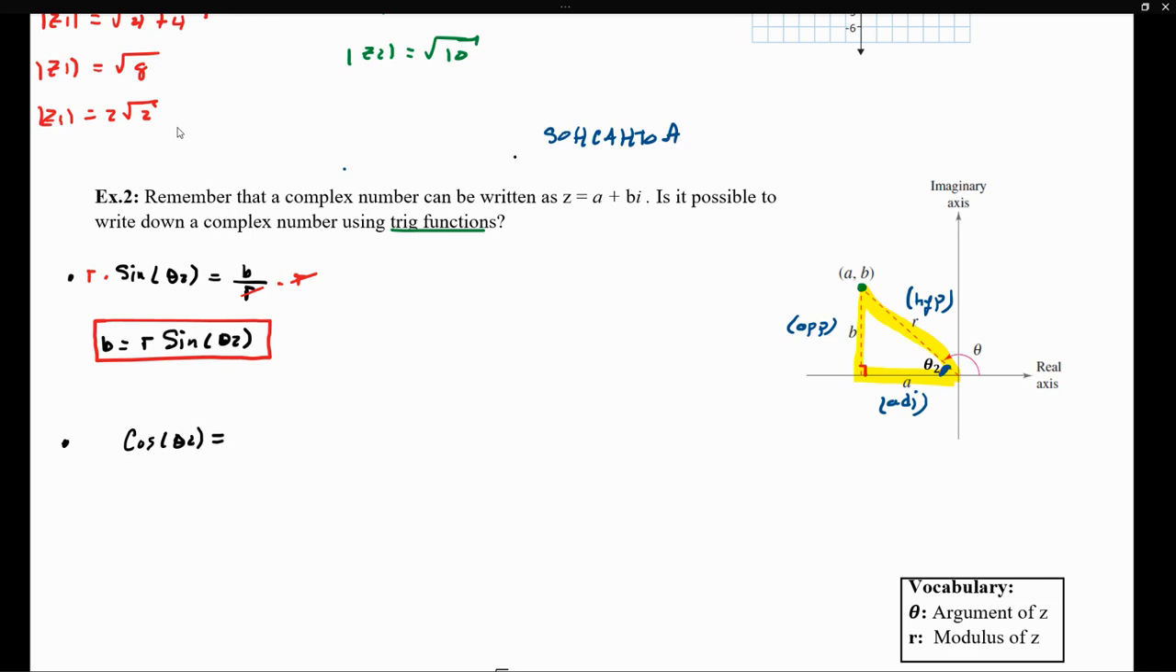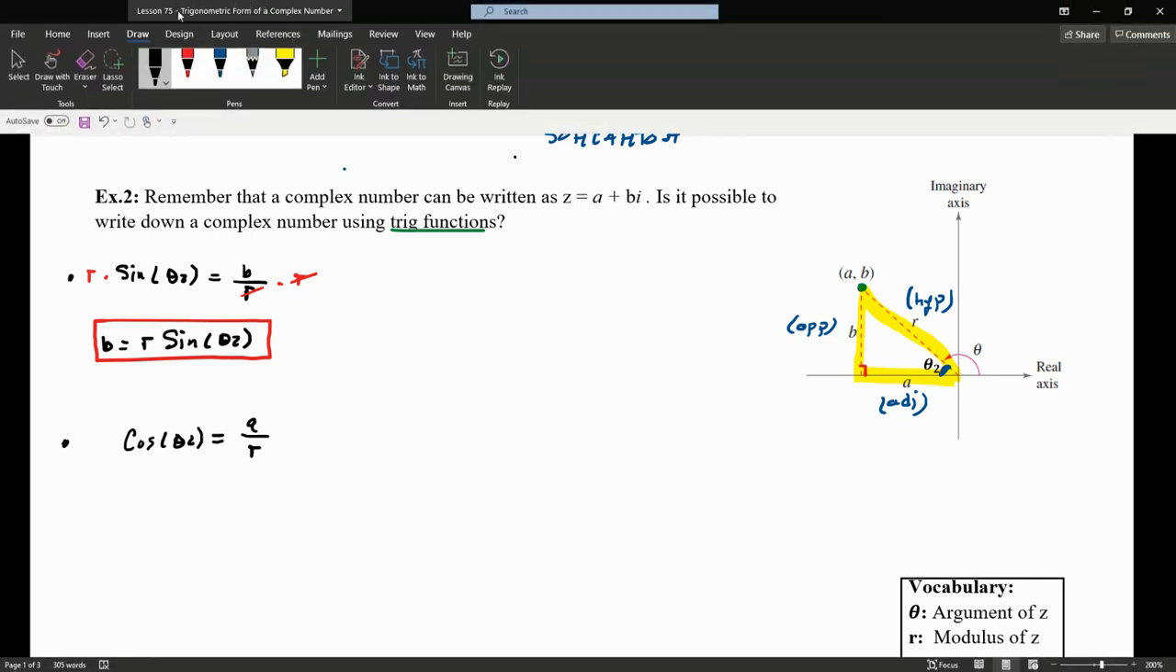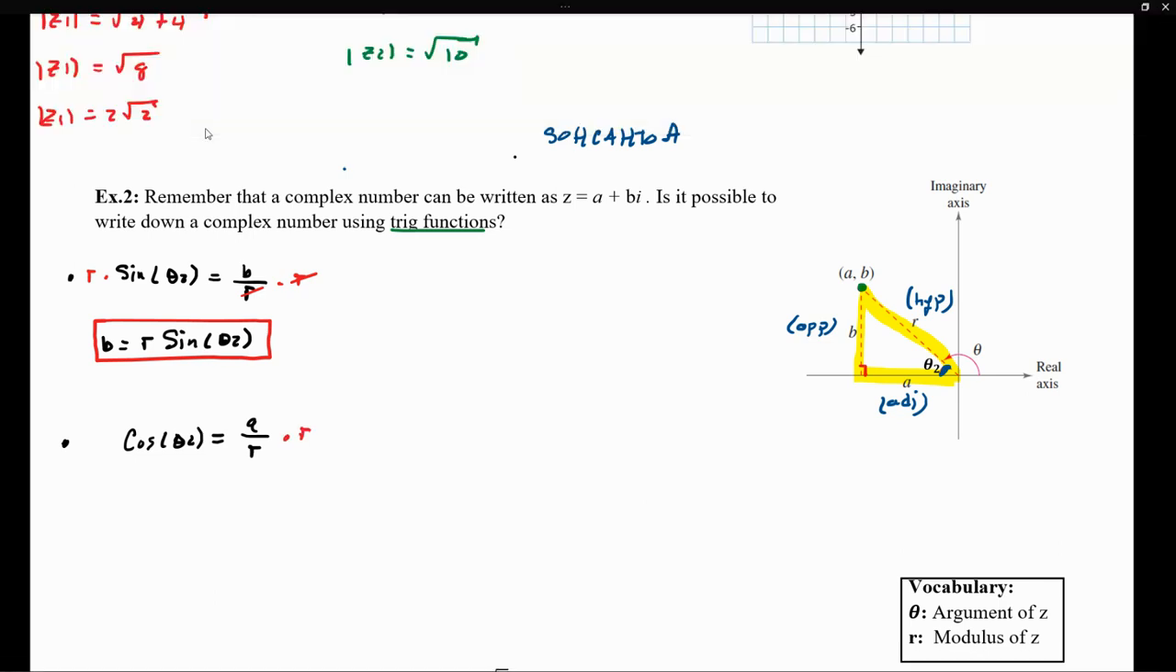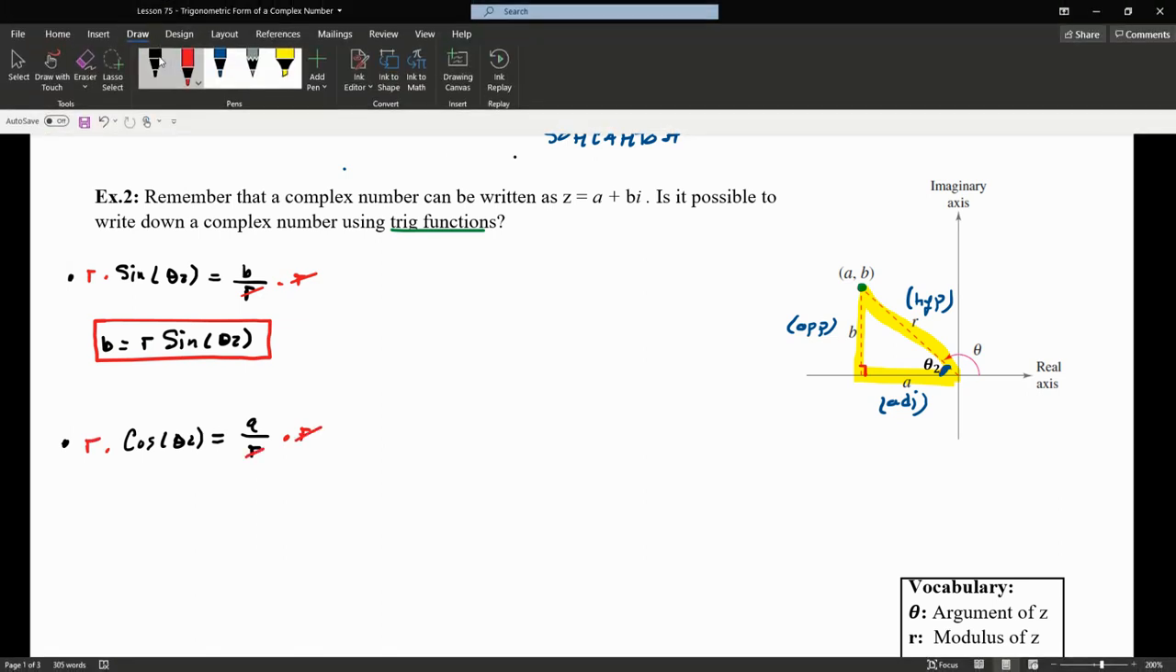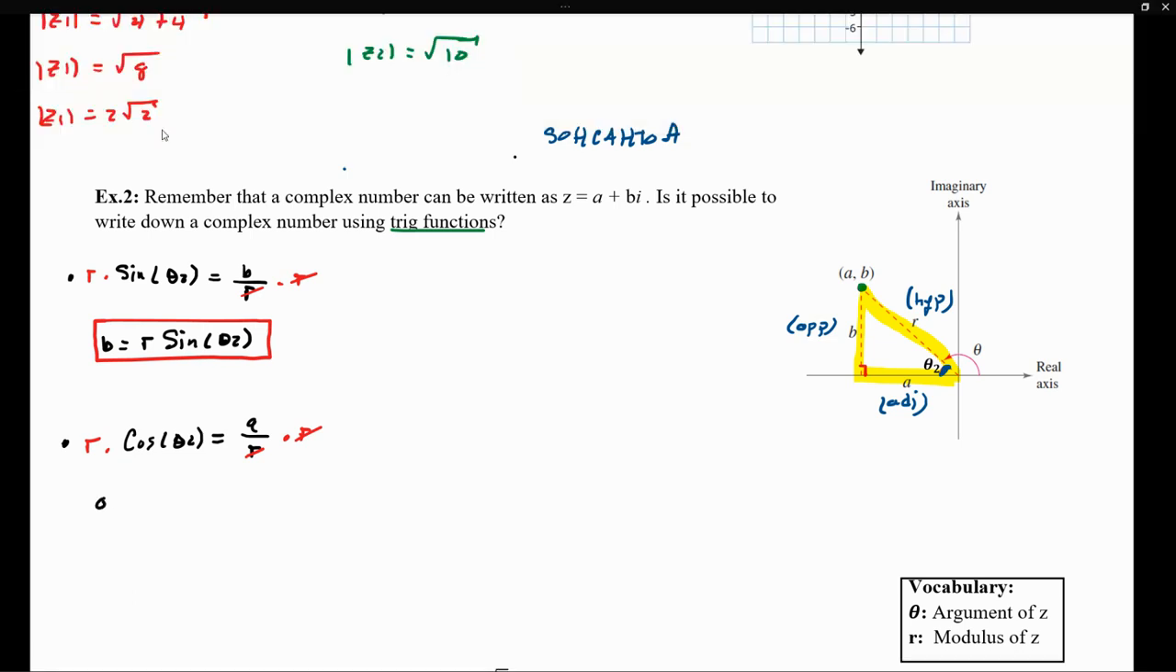So what would happen if we find the cosine of this reference angle? Well, recall that cosine is adjacent over hypotenuse, and adjacent is a, and hypotenuse is r. And if we multiply r to both sides, notice what we're going to end up with. Now we're going to see that the a component is equivalent to r times the cosine of theta 2.